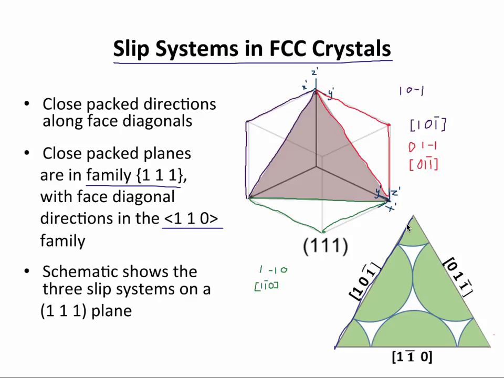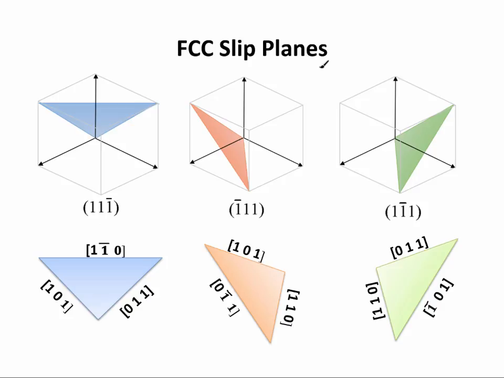So we've shown the 3 slip systems for the 1, 1, 1 plane here. Next we'll look at the slip systems of the 3 other planes in the 1, 1, 1 family. Here are the other 3 close-packed planes and their close-packed directions for an FCC crystal. Slip would occur along each of these directions or systems. You can see that each of the close-packed planes are in the family 1, 1, 1, and each of the close-packed directions are face diagonals in the family 1, 1, 0.